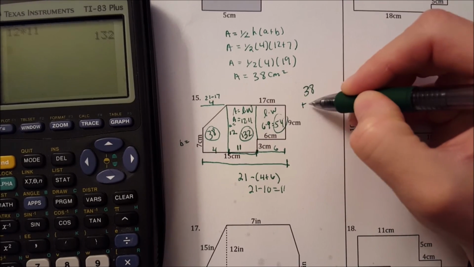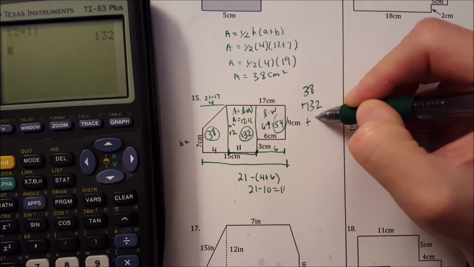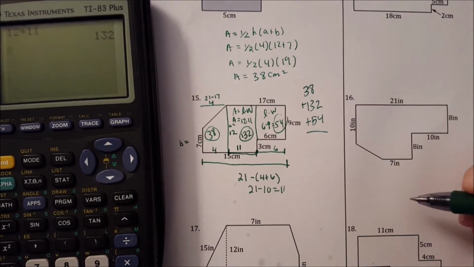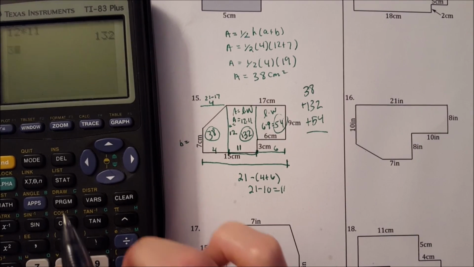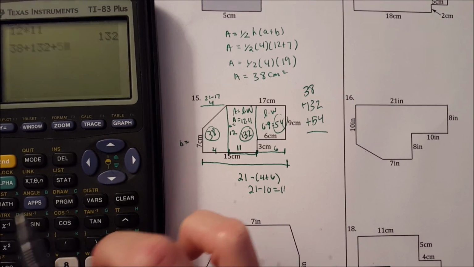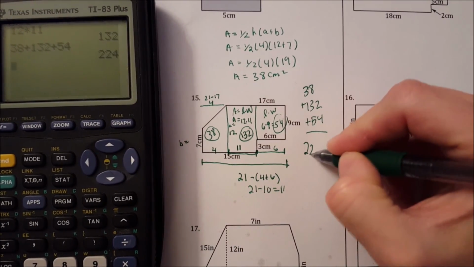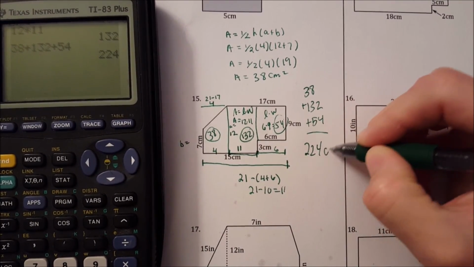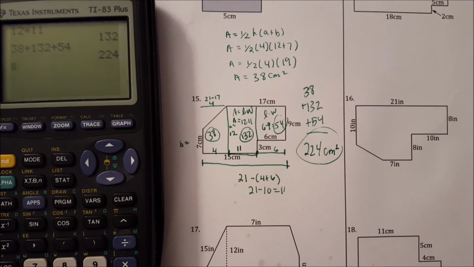38 plus 132 plus 54. And I get, use your calculator, 38 plus 132 plus 54, 224. Final answer, centimeters squared.